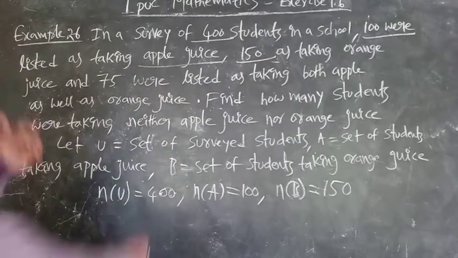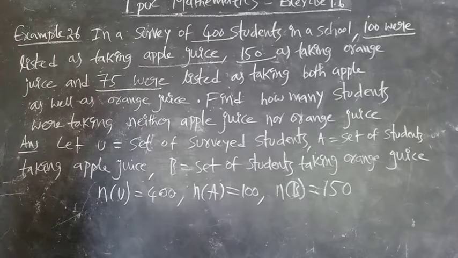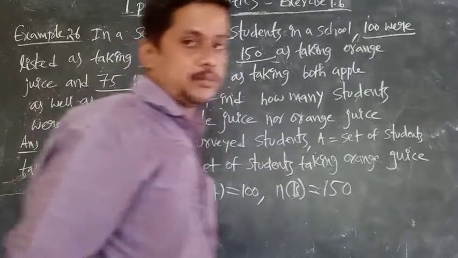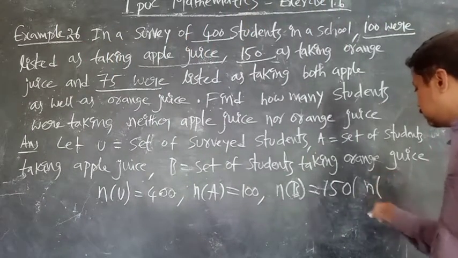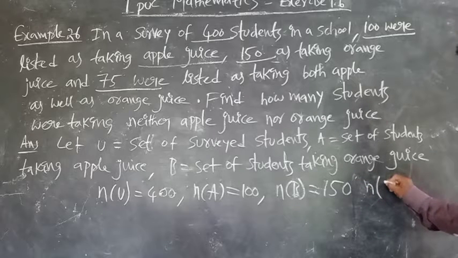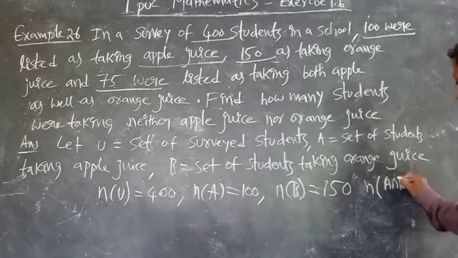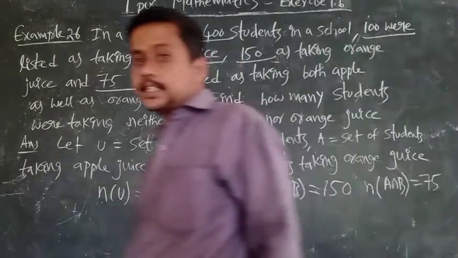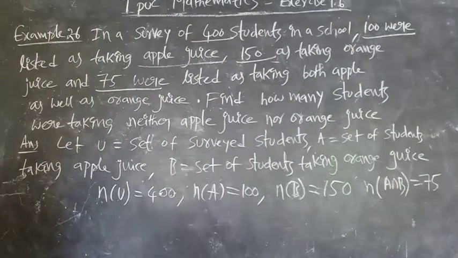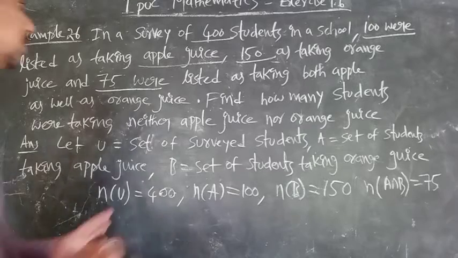Listen. 75 are listed as taking both apple as well as orange juice. So therefore this is the intersection part. So therefore n of A intersection B is equal to what? 75. n of A intersection B is equal to 75. Okay. So the given data is over.